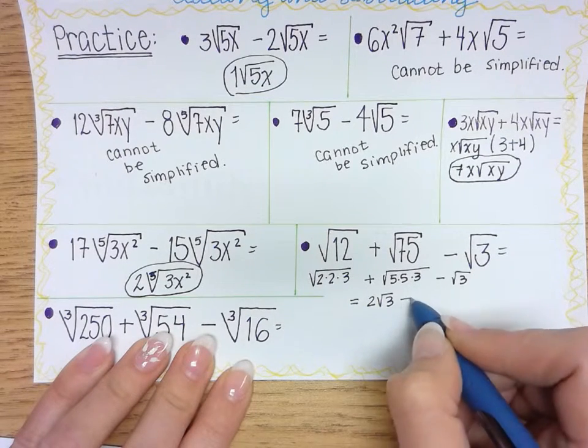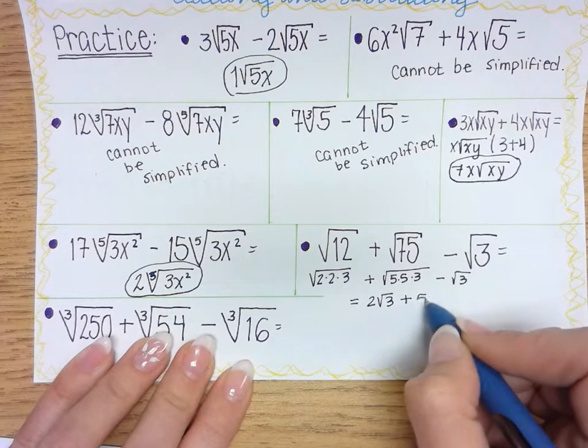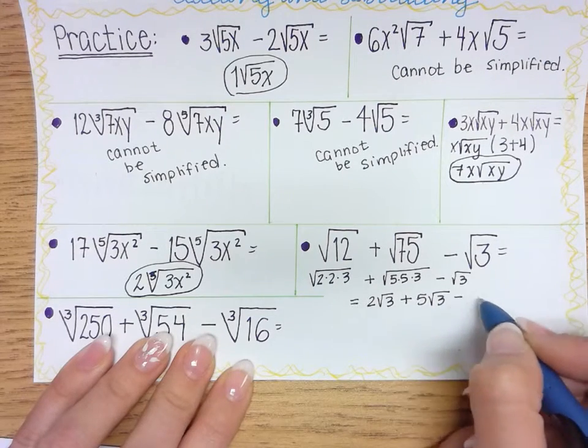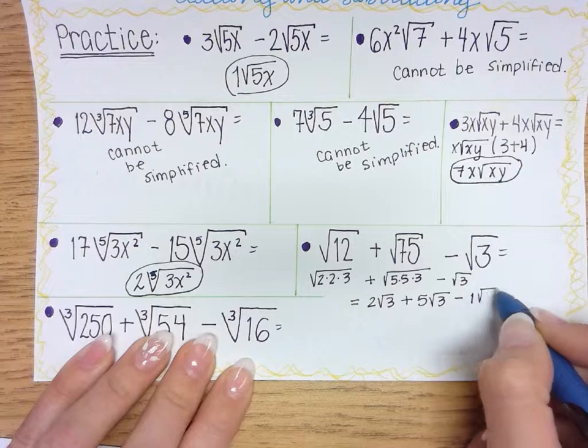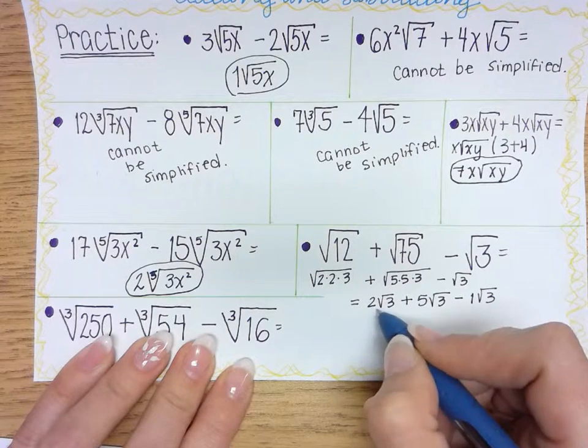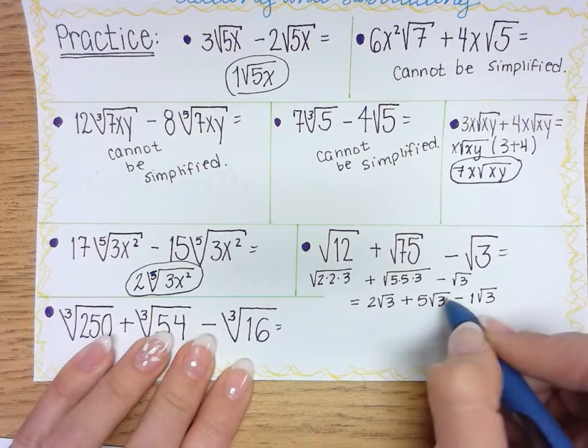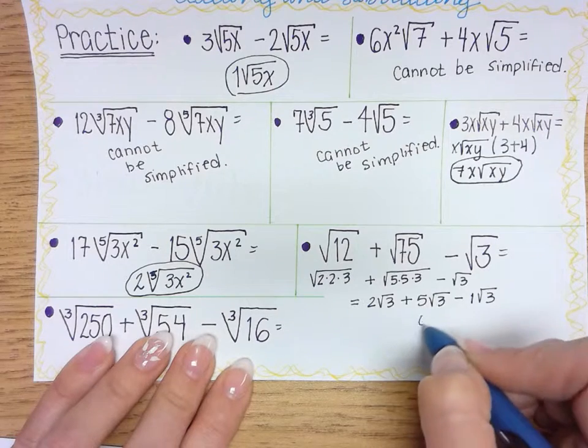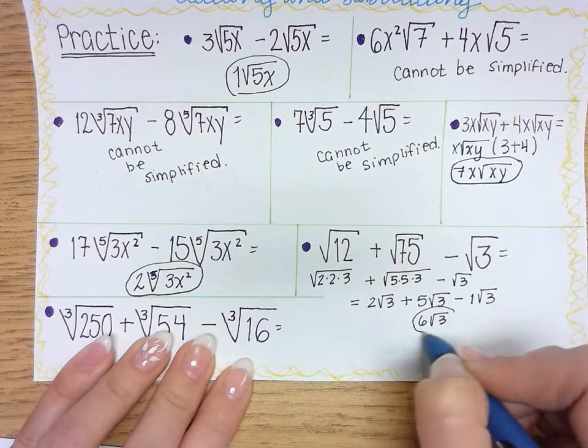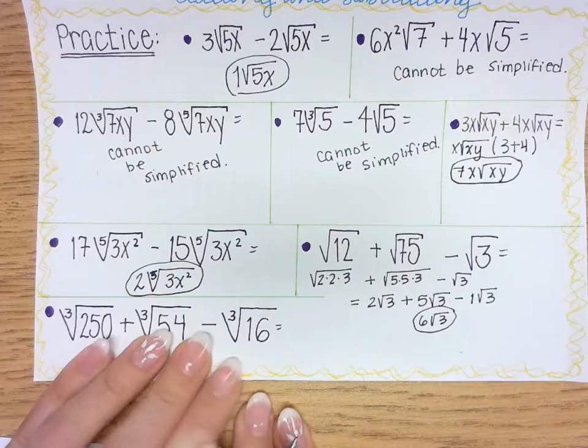25 is a perfect square. Got a pair of 5s. Take that out. 5 square root of 3 minus, really, that's a 1 square root of 3. 2 square roots of 3's plus 5 square root of 3 is 7. Take away 1 is 6 square root of 3. Done. Next.